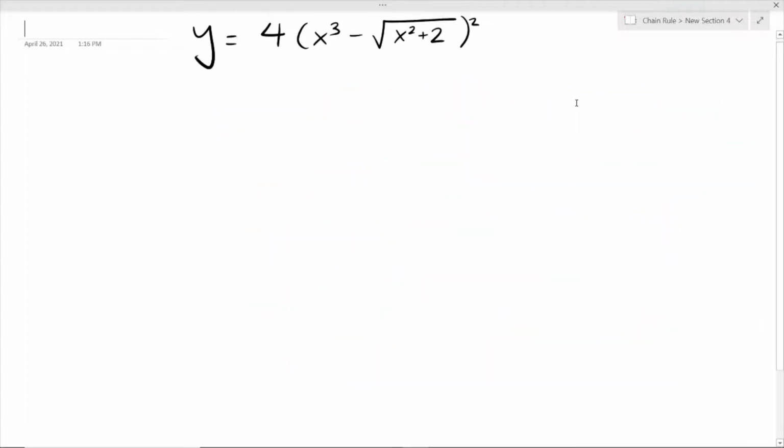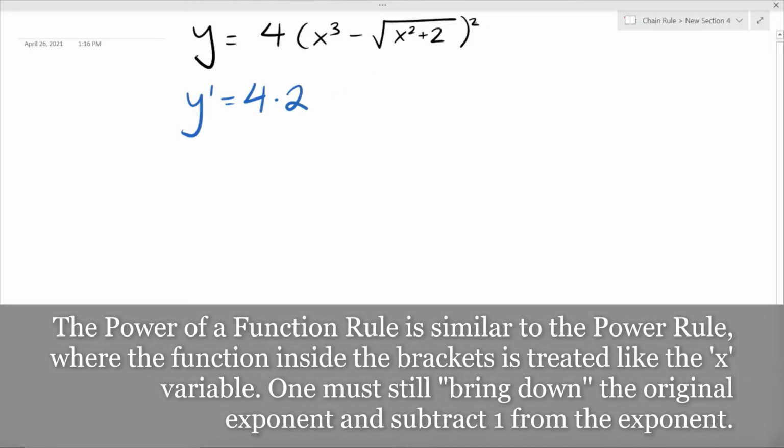So say now we have to find a derivative of this, okay? So we are going to use the chain rule. We can see a big function, right, and a little function inside. So y prime, which is a derivative of this, is basically going to be a derivative of the outside function first. So a derivative of the outside function, we will basically use the power of a function rule. So here we take this 2 down, right? So 2, we are taking it down, 4 times 2, right?